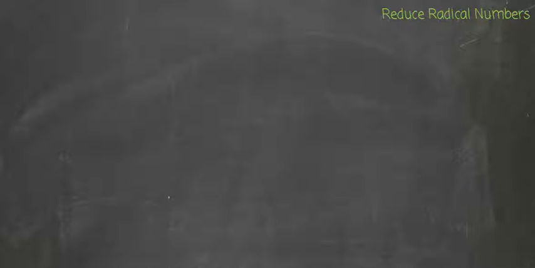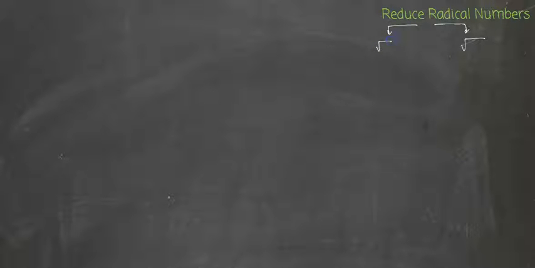Reducing radical numbers is as straightforward as reducing rational numbers. It just has an algorithm associated. And before we start, let's remind ourselves that a radical number is a number that has this symbol. And to reduce it, you've done a little bit of this in the past.